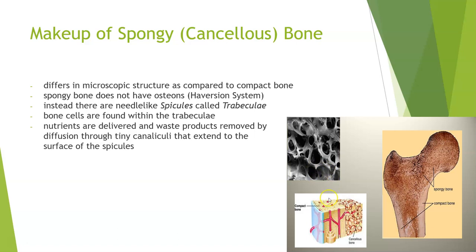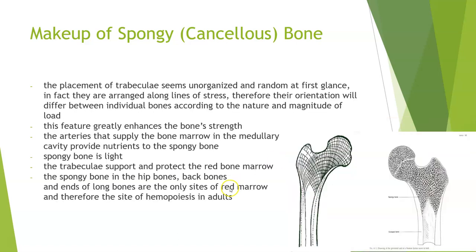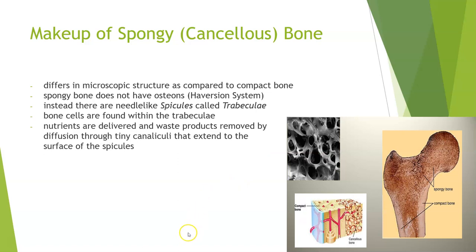So we still have osteoblasts creating matrix, and once surrounded, they become osteocytes, and it hardens. So within these trabeculae, we do find what was once osteoblasts becoming osteocytes. We have them embedded within here. So it's similar, except that, of course, the spongy bone has large air spaces within it. Nutrients are delivered and waste products are removed by diffusion through the tiny canaliculi that extend to the surface of the spicules. So we still have osteocytes within lacunae, and then we have these canaliculi, and instead of interconnecting, they move out into this open space.